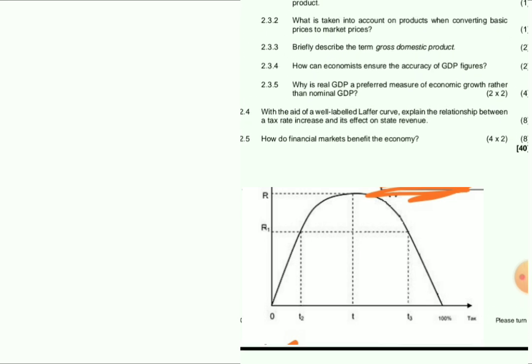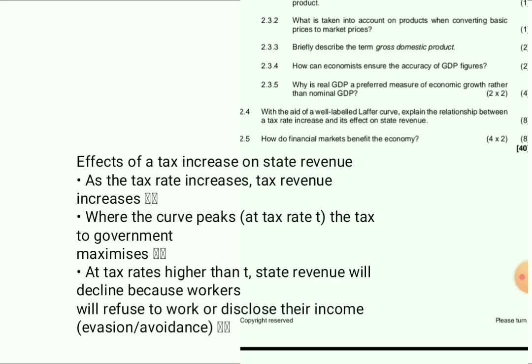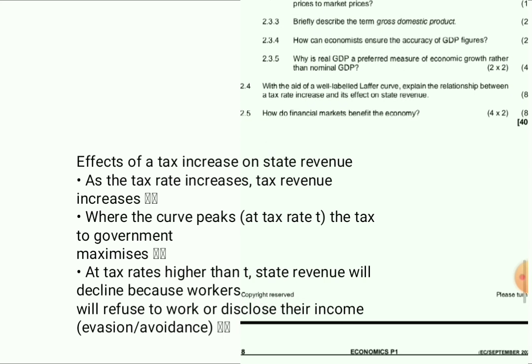So the explanation of the effects of the tax increase on state revenue: as the tax rate increases, tax revenue increases. That's the Laffer curve. The curve peaks at the tax rate T, where the government's tax revenue is maximized. At a tax rate higher than T, state revenue will decline because workers will refuse to work or disclose their income. That's the explanation.